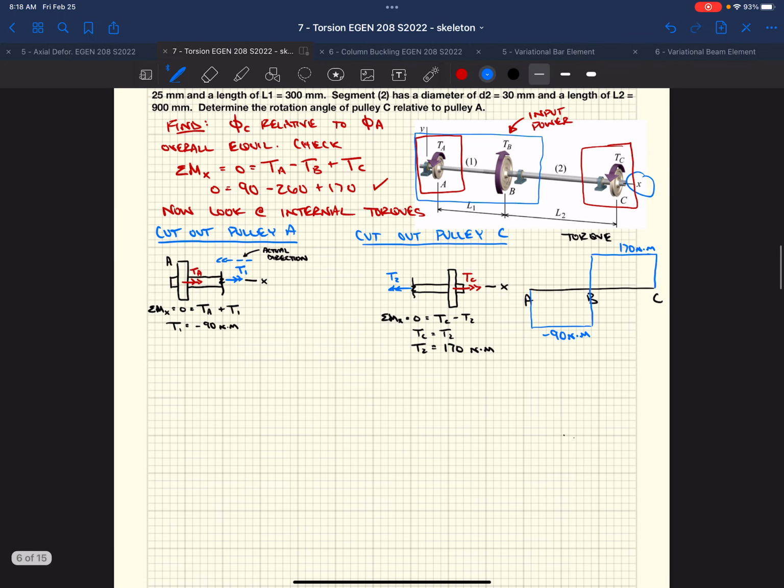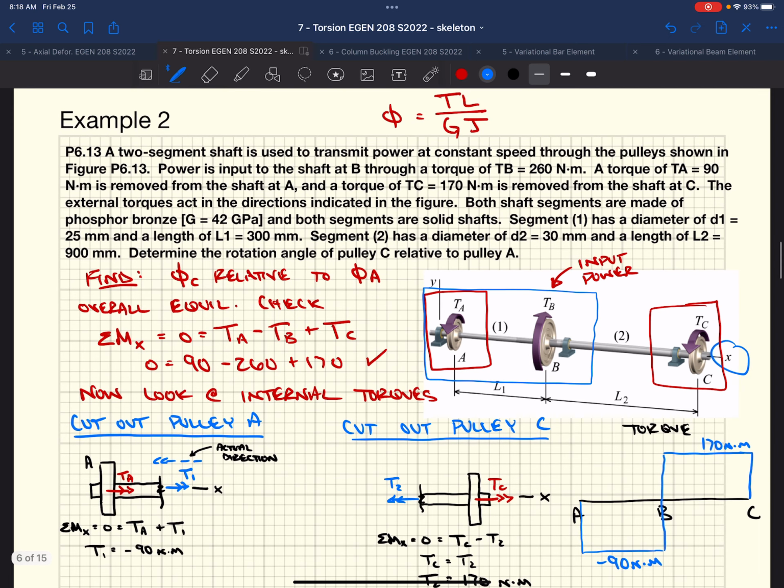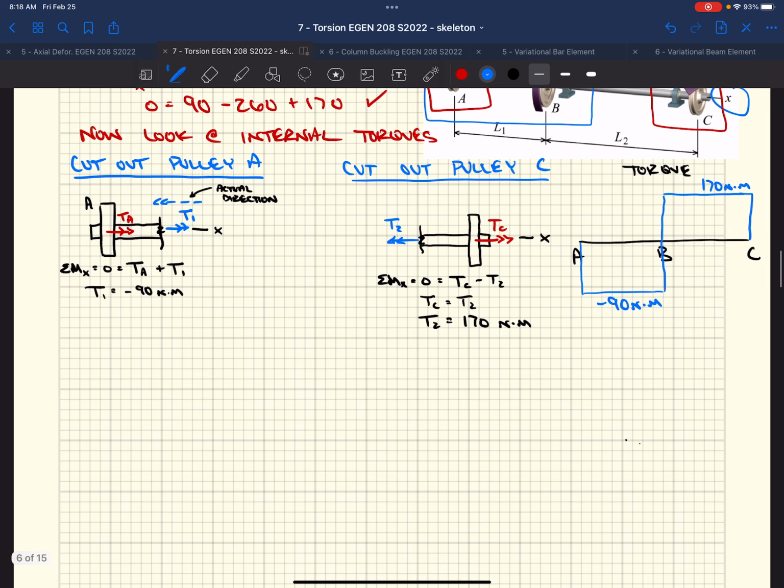Okay. So now we have, out of this equation, our angle of rotation, we have everything. We've got the torque, the length, the shear modulus, and the polar moment of inertia. Well, we'll have to calculate that, but we have everything we need. So we're going to say phi is TL over GJ. Well, we want to know what J1 is. They're not the same because our diameters are different.